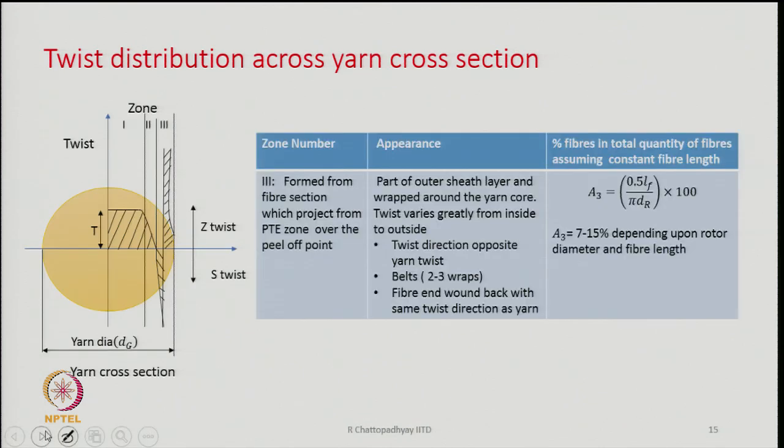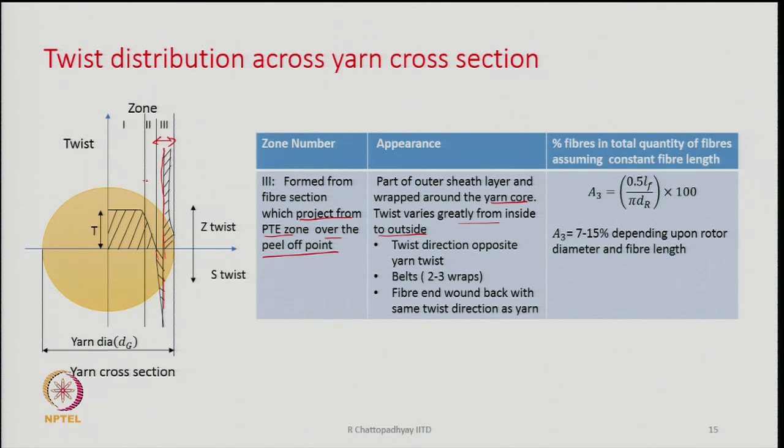And then comes twist distribution again, but now zone 3, this is the zone we are discussing now. What we see here? These are formed by the fibers which project from the PT zone over the peel off point, a part of the outer sheath layer, and wrapped around the yarn core. Twist varies greatly from inside to the outside. See here, in this zone the twist which was going down suddenly changes, goes very high.